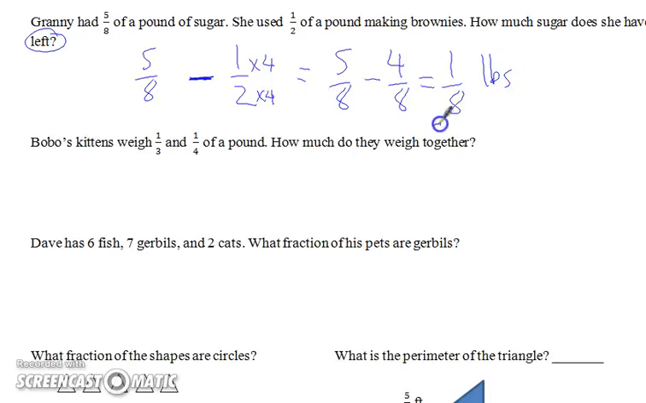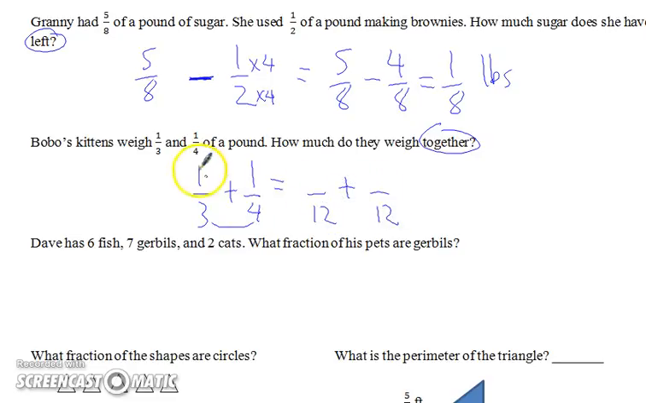Bobo's kittens weigh 1/3 and 1/4 of a pound. How much do they weigh together? Tells me I'm going to be adding. So I got 1/3 plus 1/4. This time I do not have a way to make the smaller denominator become the larger one by multiplying. So I'm going to do my cross multiplying. These are both going to be 12ths.